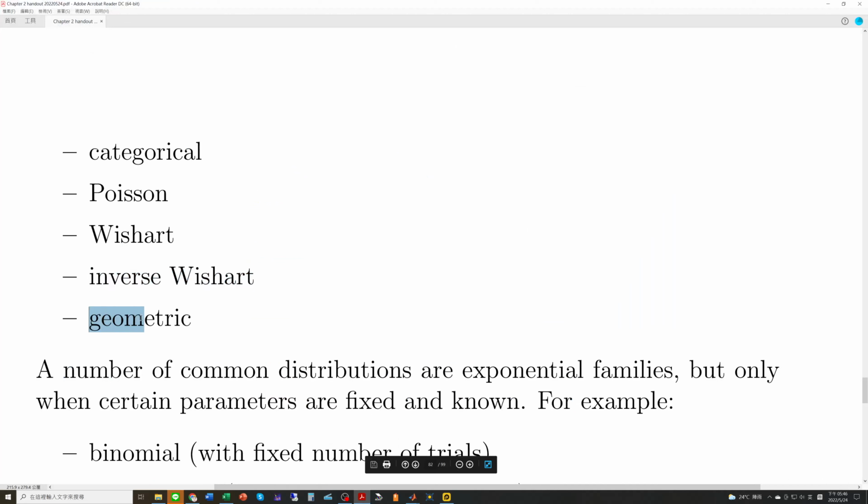Okay, and finally, geometric distribution. I think you have learned this distribution in the course probability.